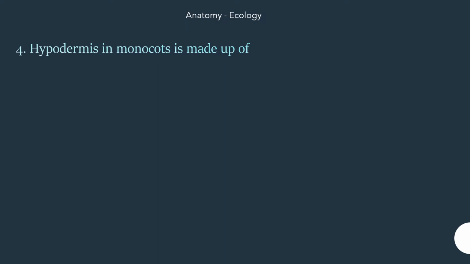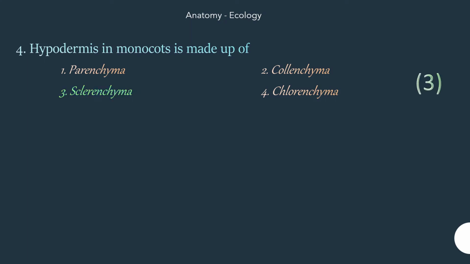Hypodermis in monocots is made up of: parenchyma, collenchyma, sclerenchyma, chlorenchyma. Answer is 3. Hypodermis in monocots is made up of sclerenchyma.